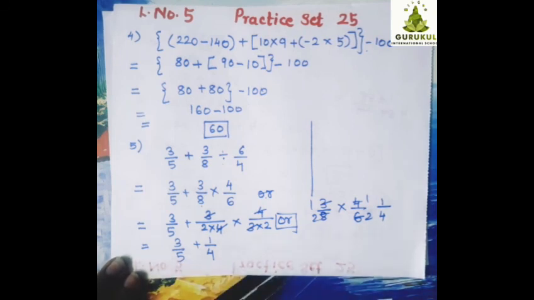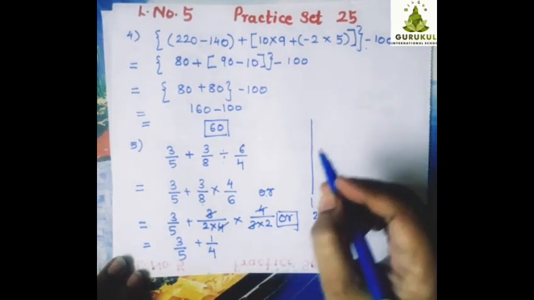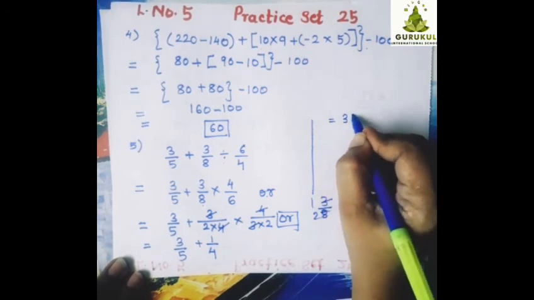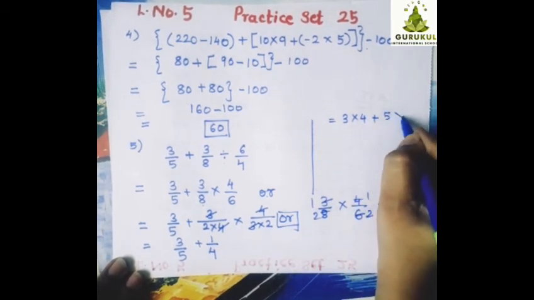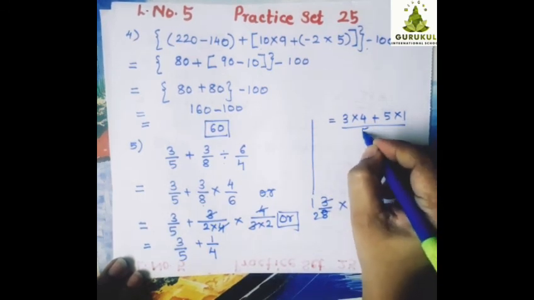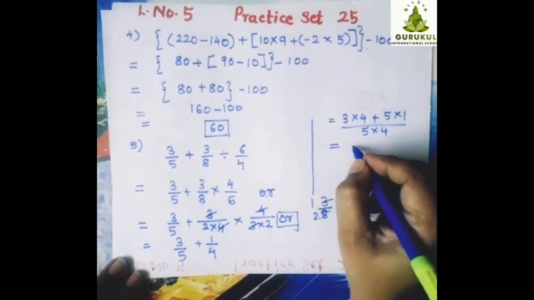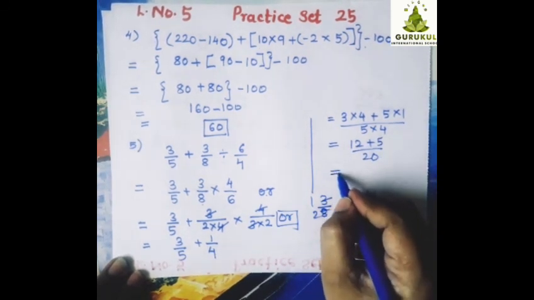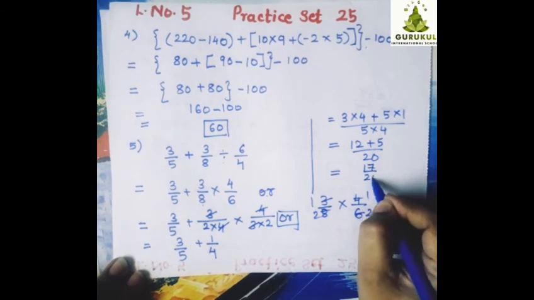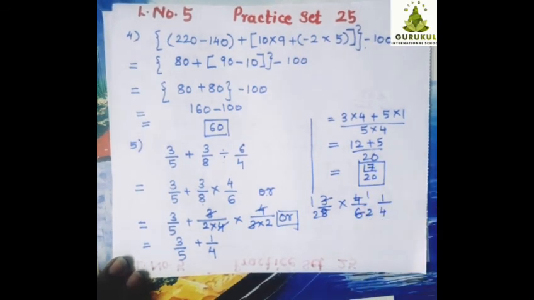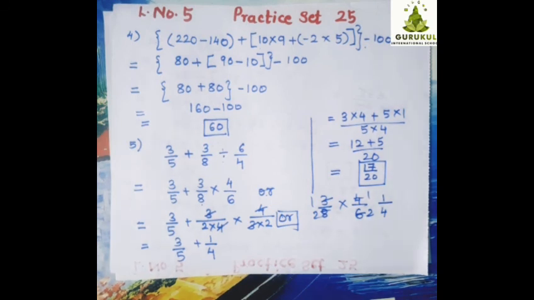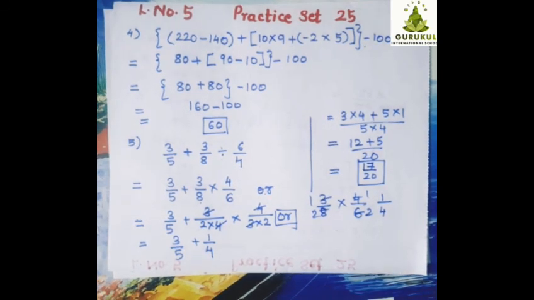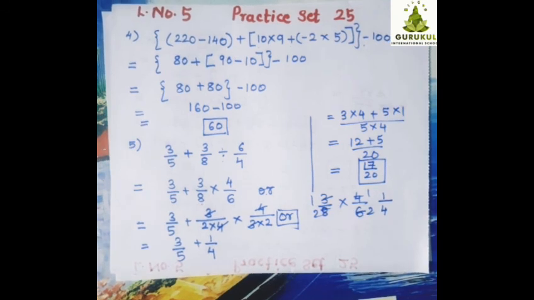Now as per our regular solving of fractions, do the cross multiplication: 3 into 4 plus 5 into 1 upon 5 into 4. So 4 3s are 12 plus 5 upon 20, and the answer will be 17 upon 20. So this is how we are supposed to solve the sum. This was the last sum from practice set 25 for lesson number 5. So here we are ending lesson number 5. Thank you.